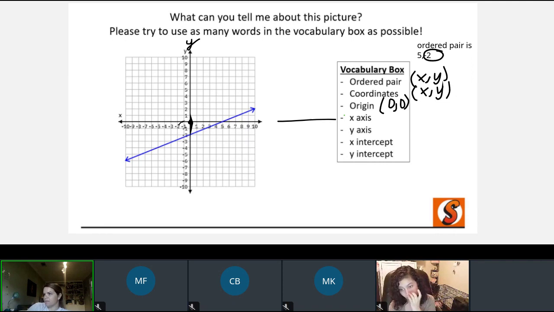Smack dab, Alan. Yep. All right. Now the x-axis, let's highlight it, is the one that moves left and right. So there's our x-axis. Now let's highlight our y-axis. The y-axis goes up and down.